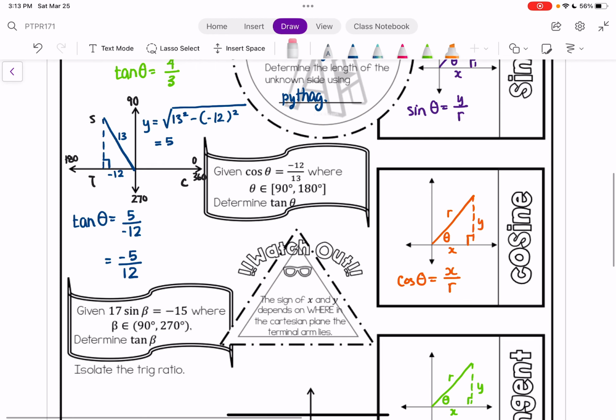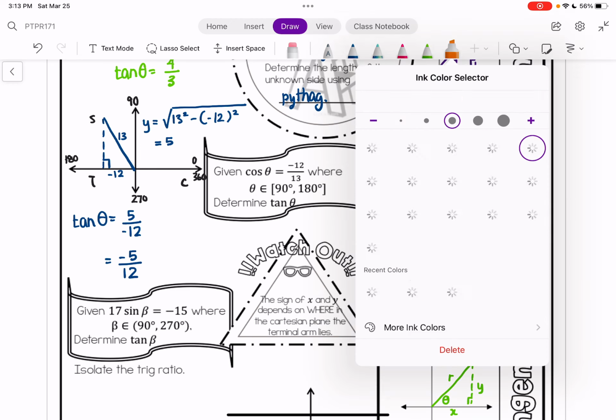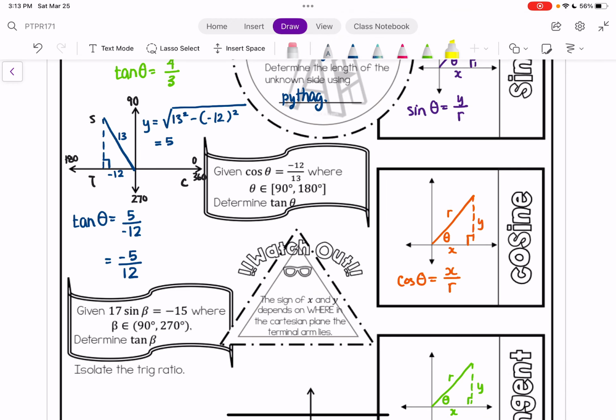Okay. So I did mention this earlier, this warning that the sign of x and y depends on where in the Cartesian plane the terminal arm lies, or the radius lies.